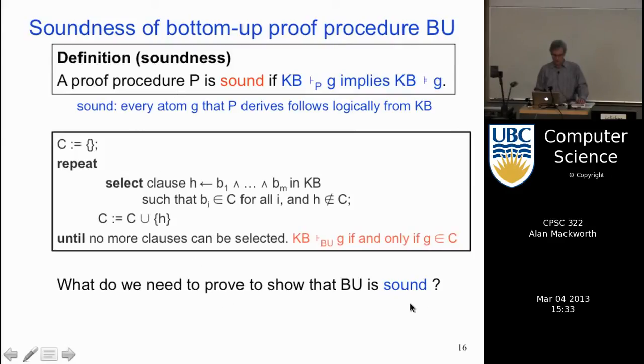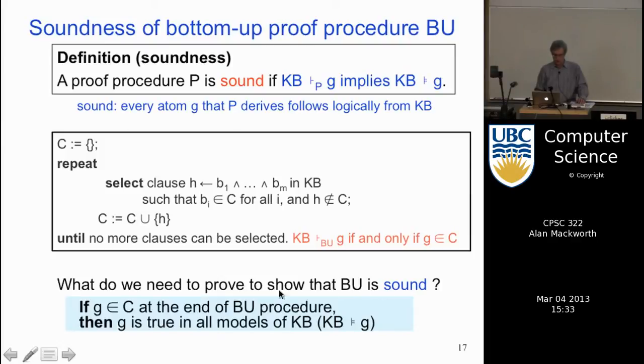So what do we need to prove to show that BU is sound? If G belongs to C, the set of consequences at the end of the bottom-up procedure, then G is true in all models of the knowledge base. That's just restating, given that the set of atoms derivable by P is the set of atoms that's in the set of consequences C. Okay? So if an atom is in that set of consequences when this thing stops, then G is forced to be true in all models of the knowledge base.